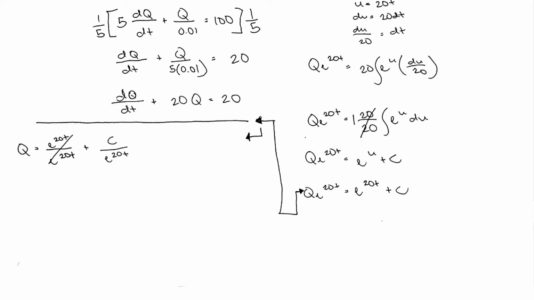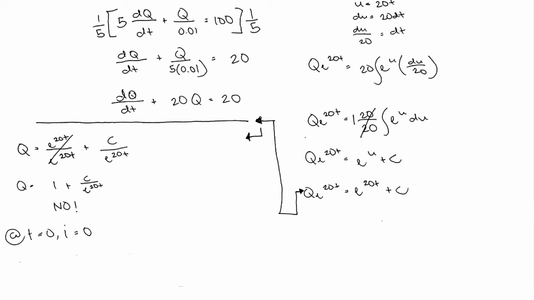Let us now express this in terms of purely q. Divide both sides by e raised to 20t. We will now have q is equal to e raised to 20t over e raised to 20t, which will be canceled, plus C over e raised to 20t. We now have 1 plus C over e raised to 20t. Can we get the charge at any time? No, we don't have the value of C yet. To find the C value, we need to apply the initial conditions first.